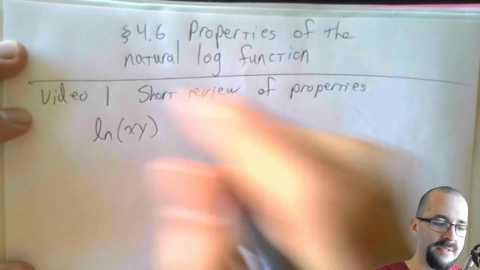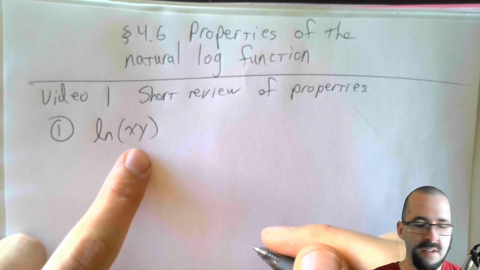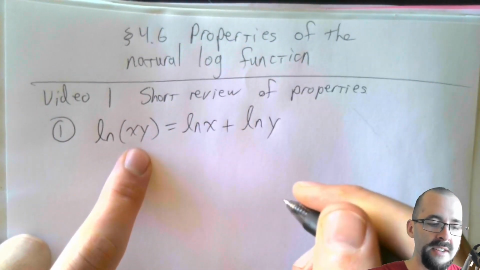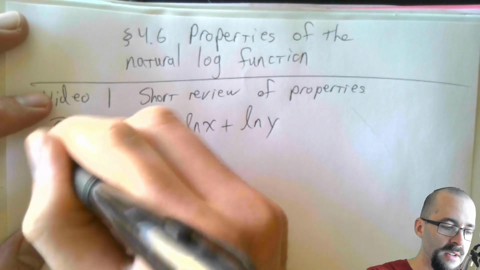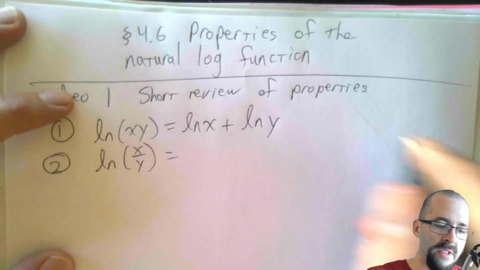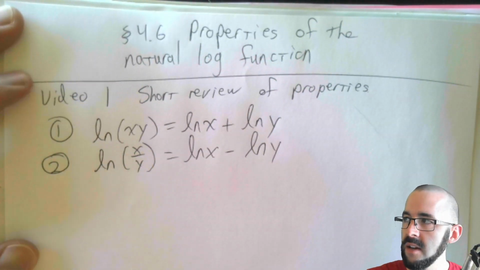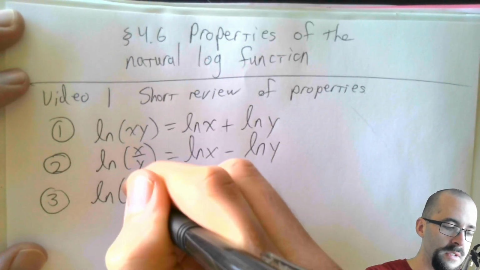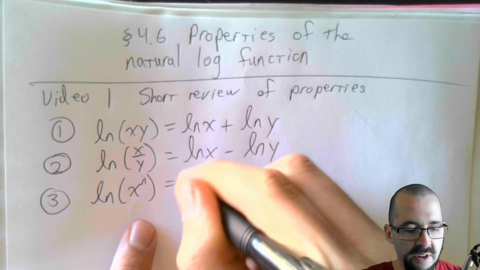So remember, or maybe not remember, we have 3 big properties that we're going to be using here. If we have the log of 2 things multiplied by each other, that's going to be their individual logarithms added together. Multiplication on the inside becomes addition on the outside. If we have division, that's going to become subtraction: ln x minus ln y. And the third property is that if I have an exponential, then that exponent comes down in front.